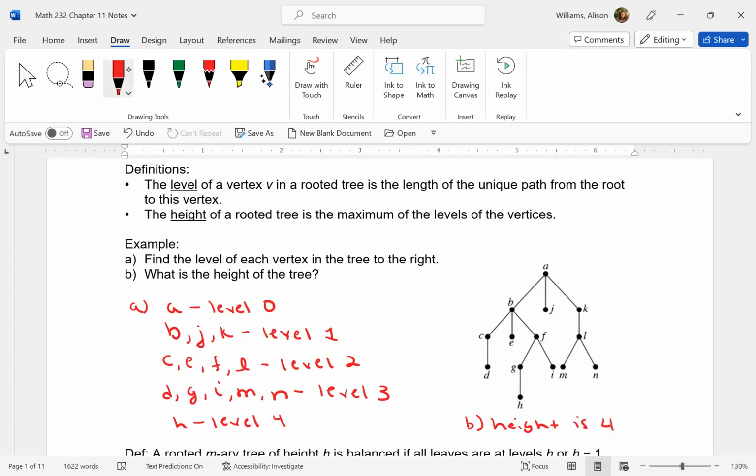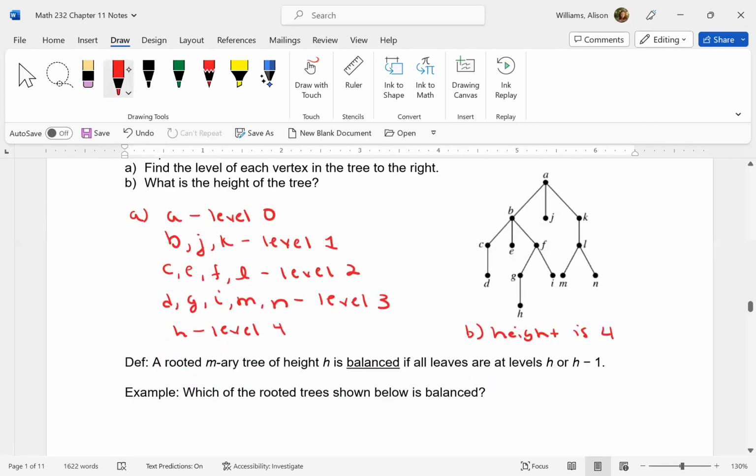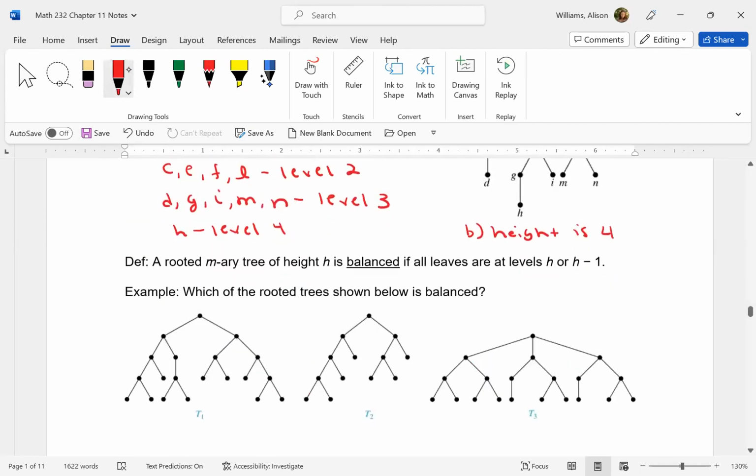All right, a rooted M-ary tree is balanced if all the leaves are at levels H or H minus 1. Okay, sorry, I didn't say that full definition. A rooted M-ary tree of height H is balanced if all of the leaves are at either levels H or H minus 1. All right, so it's the idea that we don't have too many short leaves hanging off, a lot shorter than everything else.